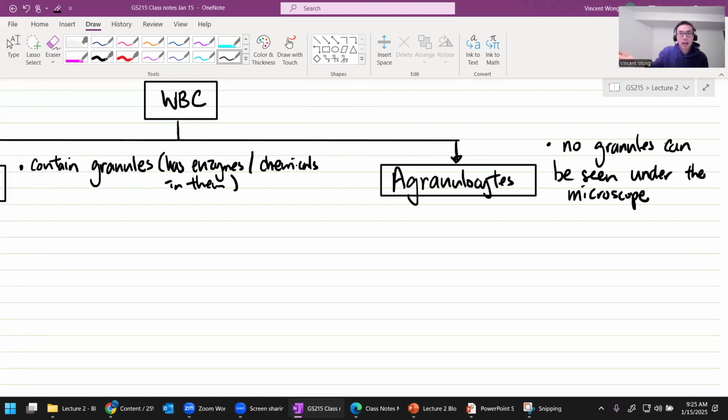Of course, we can categorize white cells based on their functions. That's another way. But this is based on how they look. It's based on morphology, based on how they look.